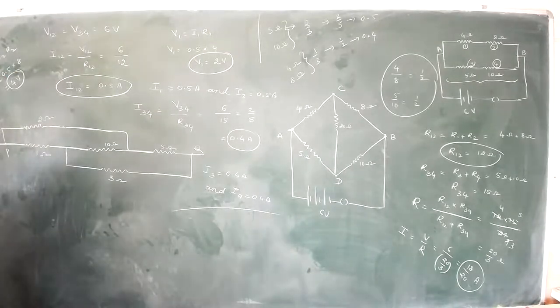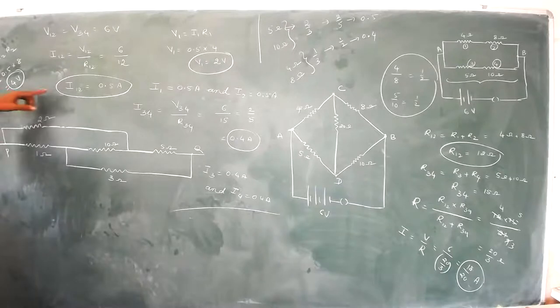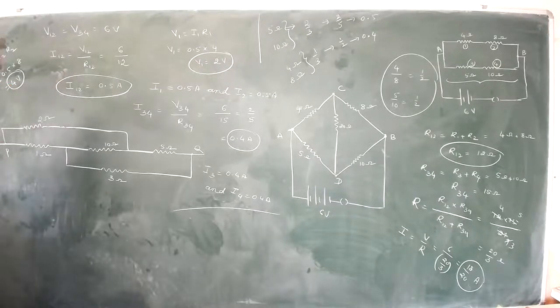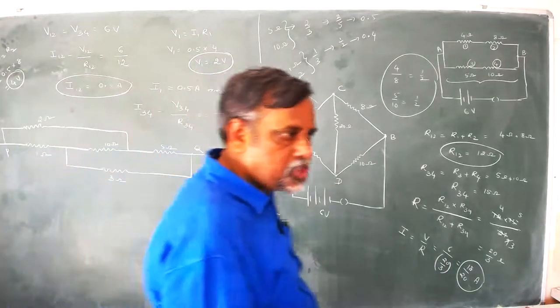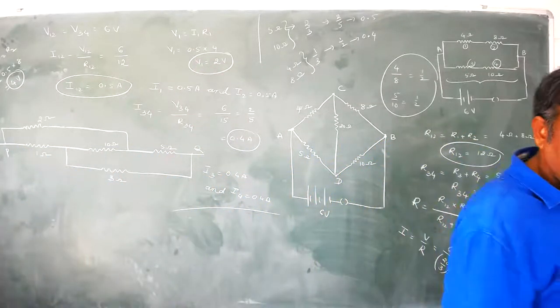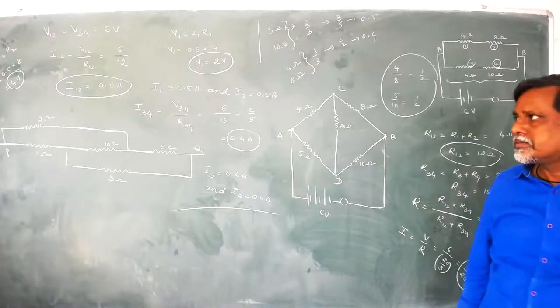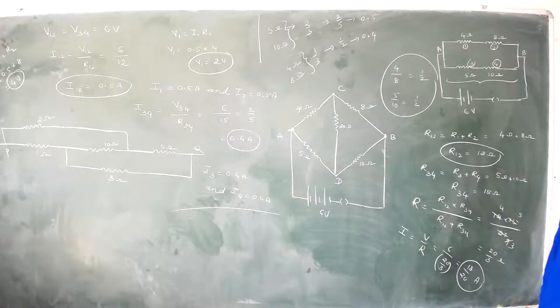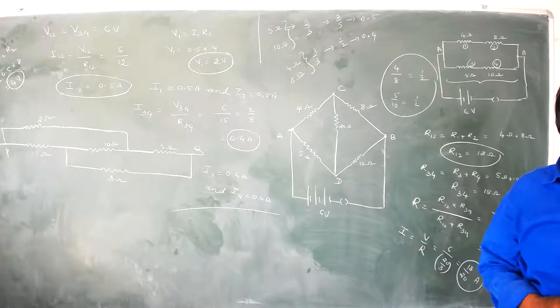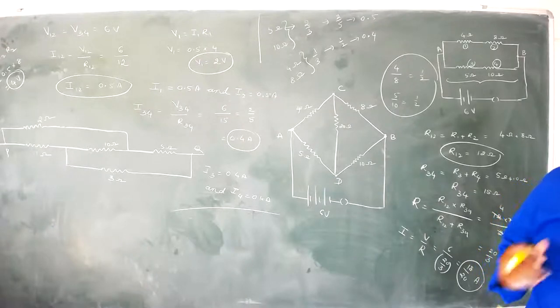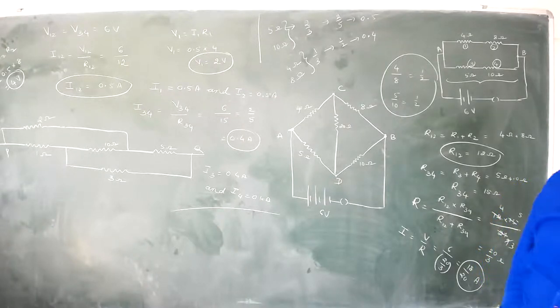2 volt and 4 volt. And V1 plus V2, how much? 2 volt plus 4 volt, 6 volt. V12 is how much? 6 volt. Right? Like that. Yes? Understood?